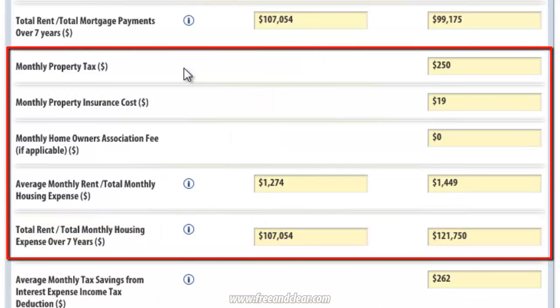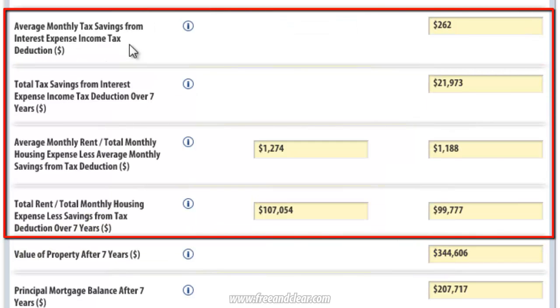The next outputs are used to calculate total monthly housing expense, which includes your monthly mortgage payment plus property tax, homeowners insurance expense, and homeowners association fee if applicable. So basically the all-in cost of owning the property. As you can see, when you factor in items like property tax and homeowners insurance, our total monthly housing expense is greater than our average monthly rent, and our total monthly housing expense over the first 7 years of our mortgage is greater than the total of all the rent payments that we make.